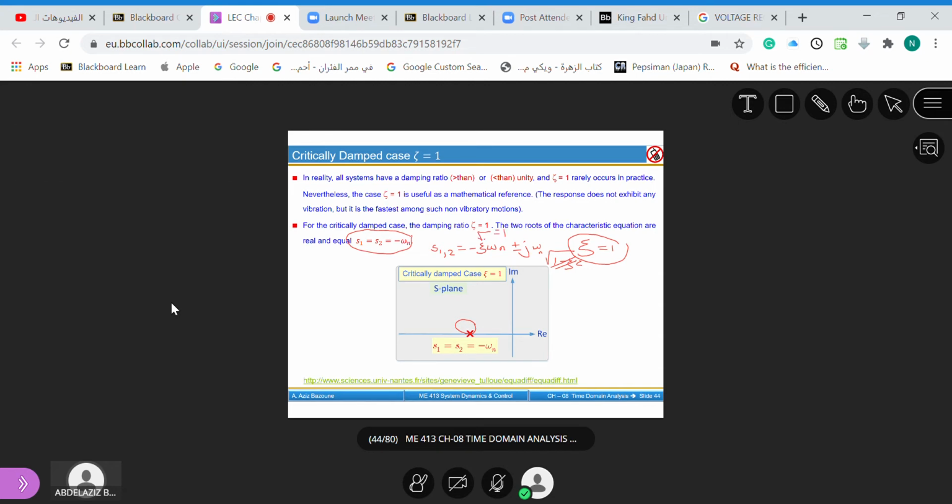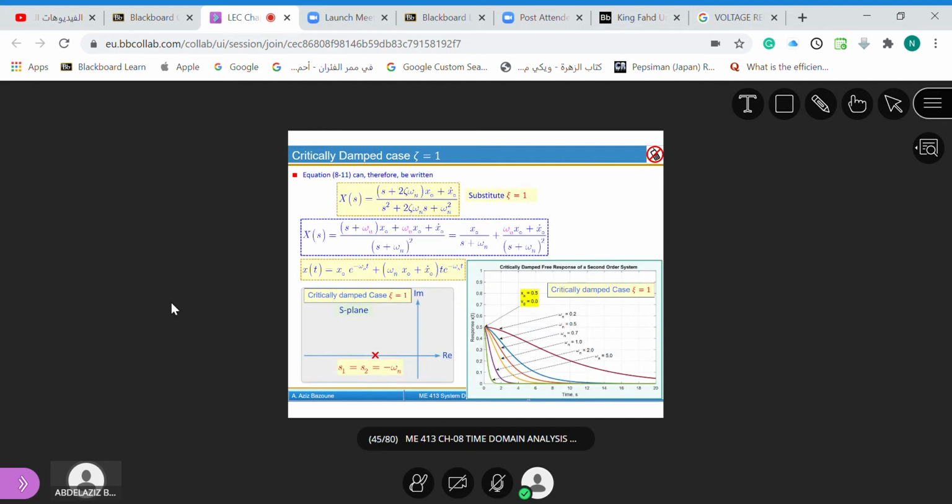So the poles will be lying here, and the response will look something like this one. The equations can be written in this form, like we did exactly in the same case for zeta equal to 1. And we can write the expression for x of s like this.